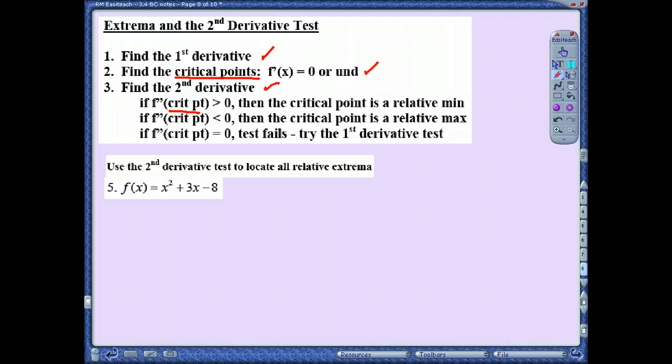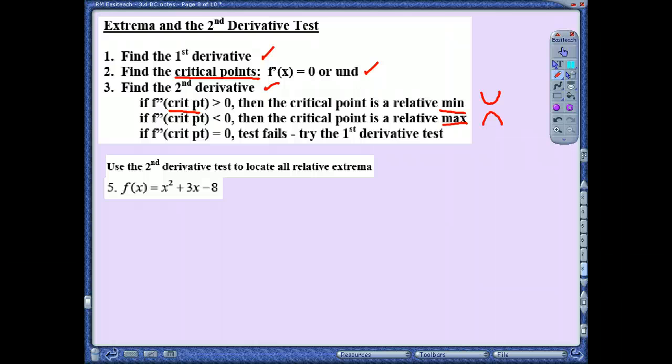So if you put the critical point into your second derivative and it's a positive value, then you're a relative min. Okay, and that makes sense, because if your second derivative is positive, you're concave up, which is a relative min. If you plug it into your second derivative and you get a negative value, that means you're concave down, so that means you're a maximum. And that makes sense once you draw the picture. If your second derivative, once you plug in that critical point, you get 0, that means the test fails. You go back to using your first derivative test and looking at your sign changes.